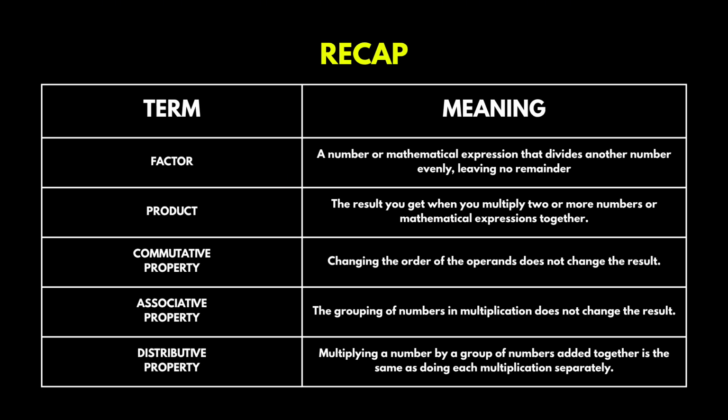Let's lock in the vocabulary one last time. Factor, the numbers being multiplied. Product, the result of multiplication. Commutative property, order does not change the product. Associative property, grouping does not change the product. Distributive property, multiply the outside number by each term inside the parentheses. And the keywords to watch for on word problems: product, of, per, each. That's multiplication, fully broken down.